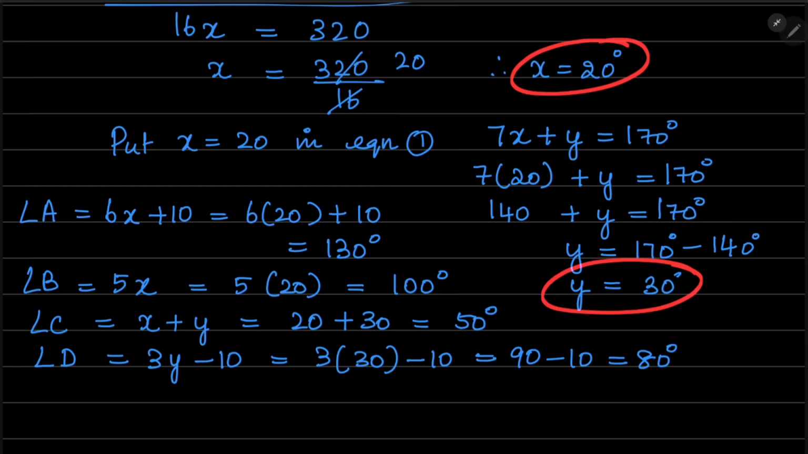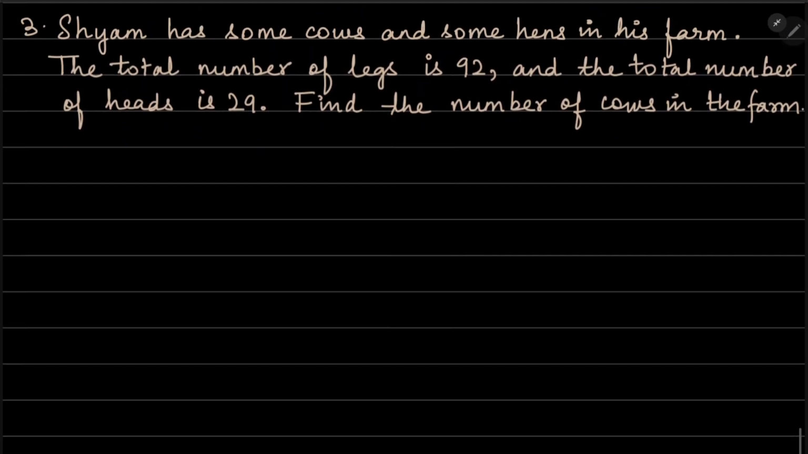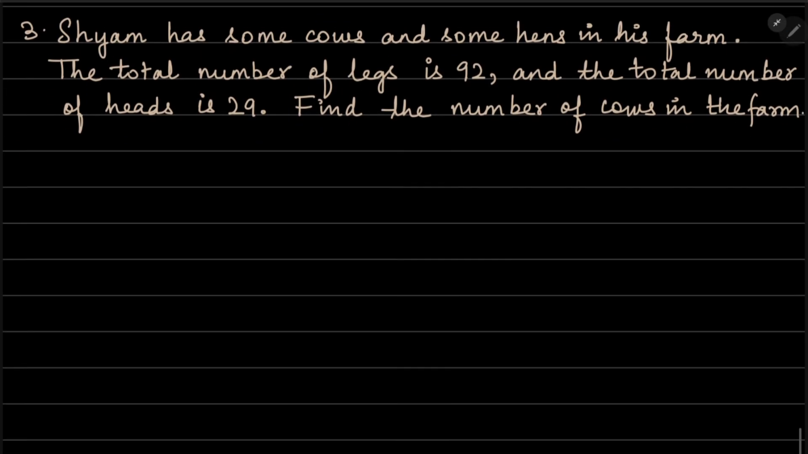Let's move on to the next question. Shyam has some cows and some hens in his farm. The total number of legs is 92 and the total number of heads is 29. Find the number of cows in the farm.